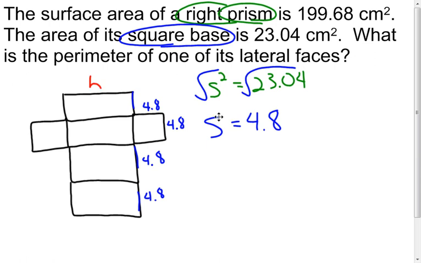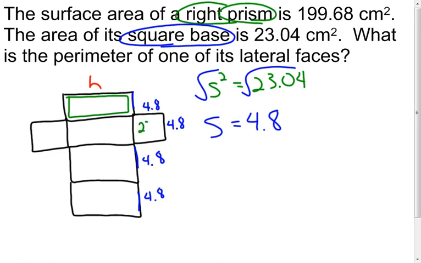Now, if I knew the height, it wouldn't be very hard for me to calculate the perimeter of that rectangle, which is one of the lateral faces. So I'm going to have to figure out the height of my prism. The way I'm going to do that is go back to my surface area. Surface area is the area of all the faces added together.